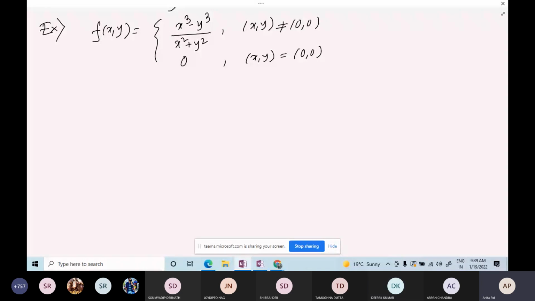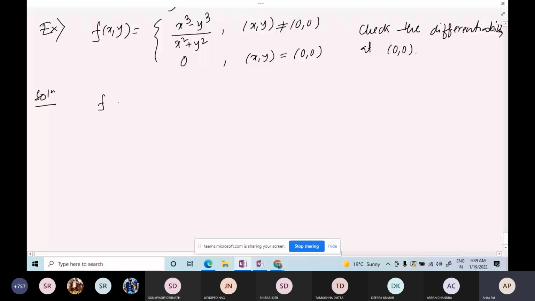Now, how we are going to check it? Question is, check the differentiability at 0, 0. Okay, so we know the definition, we know what we have to show. So at first, we will find out what is fx 0, 0. As per definition, limit h tends to 0, f of h comma 0 minus f 0, 0 by h.